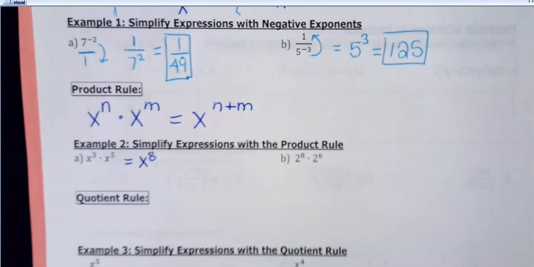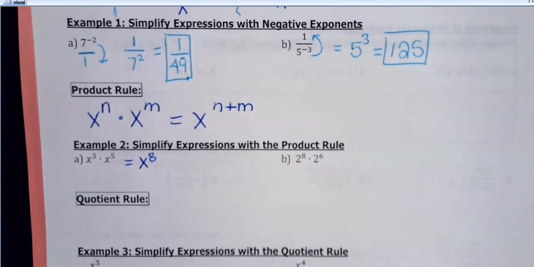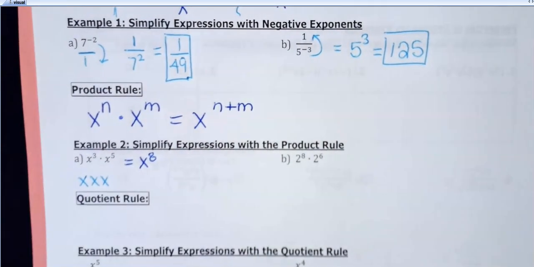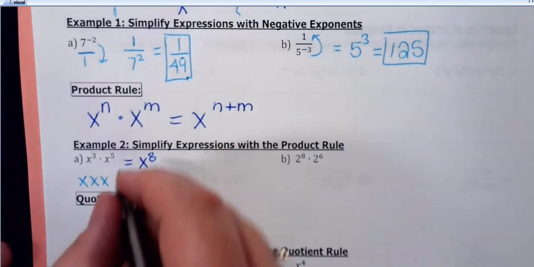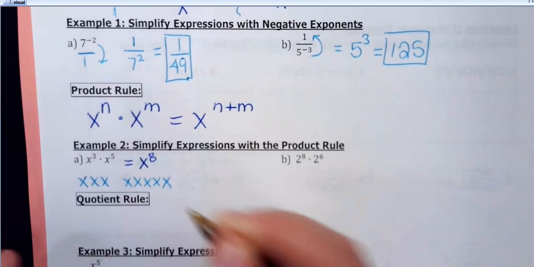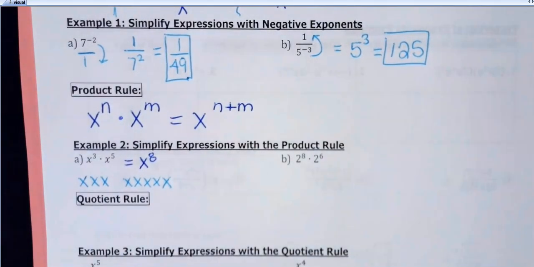Now, you don't have to write this, but I just want to show you this real quick. x to the third means you would multiply x by itself 3 times, and x to the fifth, I would multiply x by itself 5 times. So if I'm multiplying that all together, you see there's a total of 8 x's that I just wrote down there. That's where that property comes from. You don't have to write that out. I'm just trying to show you where it comes from. So just add your exponents if you're multiplying like bases.